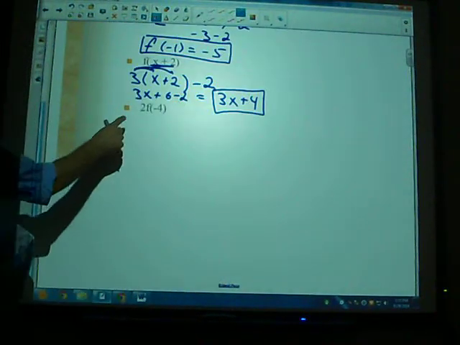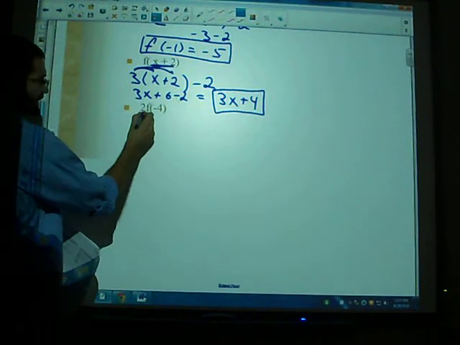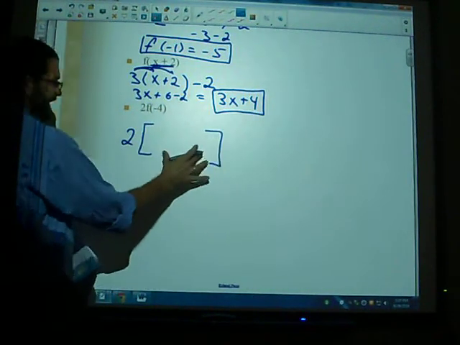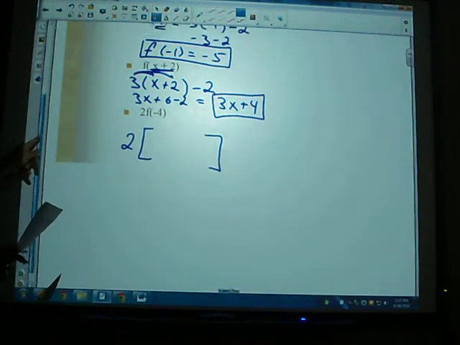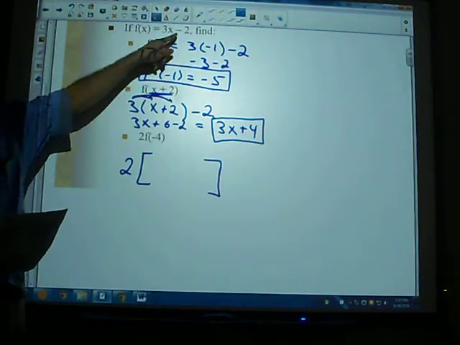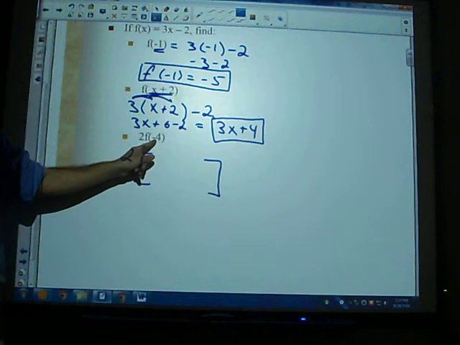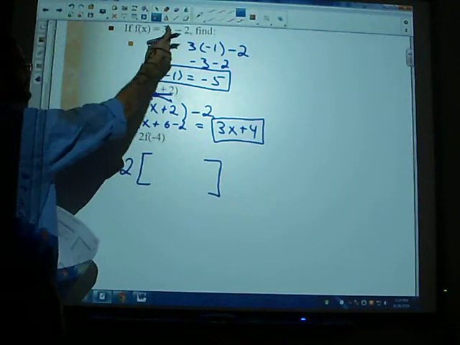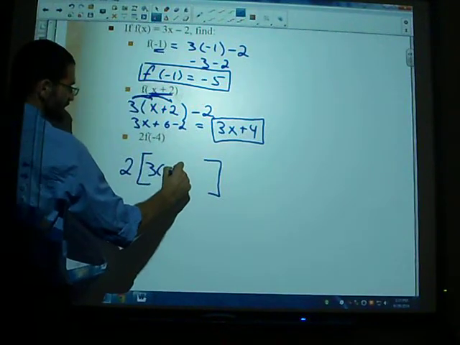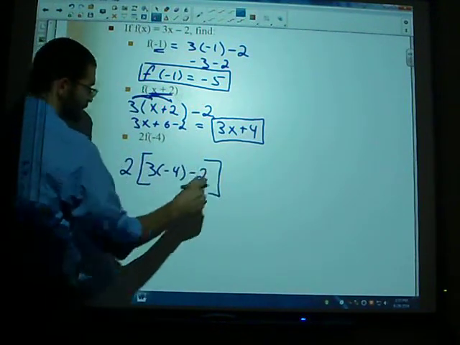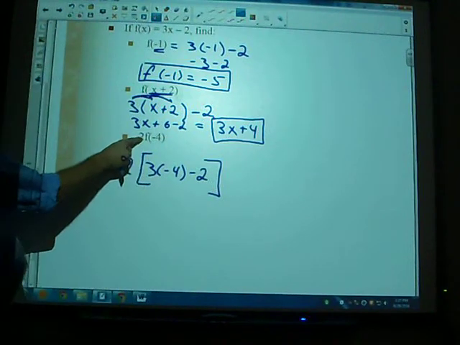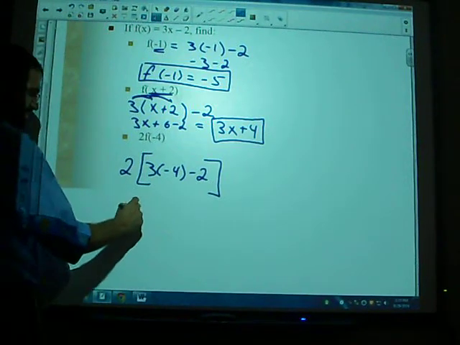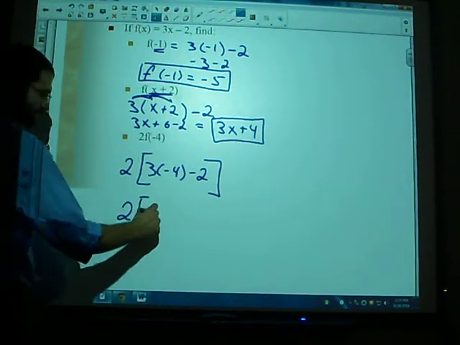However, if your number is outside of the function, like this 2 right here, that means you have 2, and then you're going to put your function in the brackets. Well, the function is 3x minus 2, but I need to find f of -4. So I have to put -4 instead of x. So 3 times -4 minus 2. But the reason why it's in the brackets is to show that the entire function is multiplied by 2. Then we use the normal order of operations.